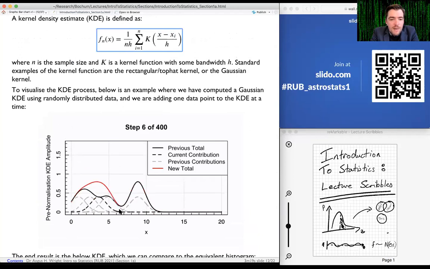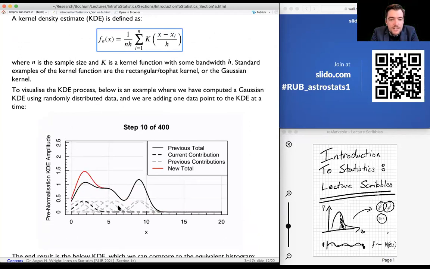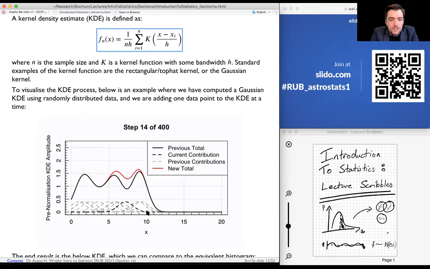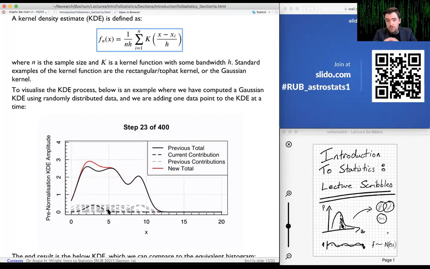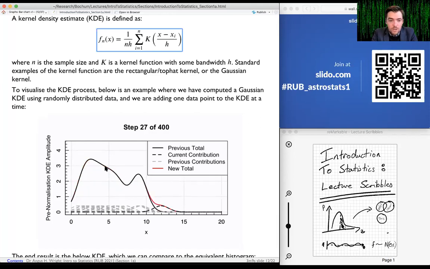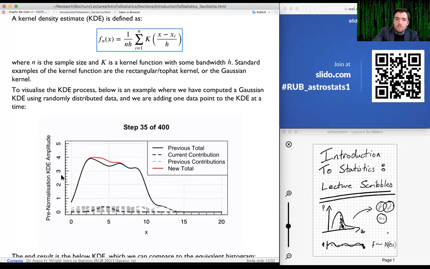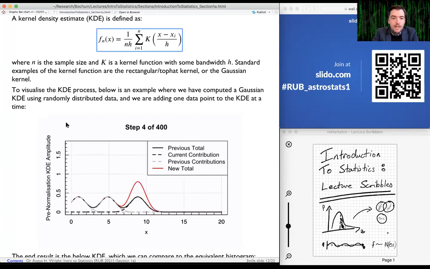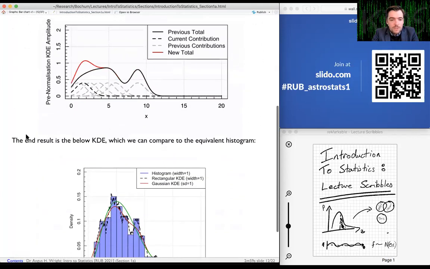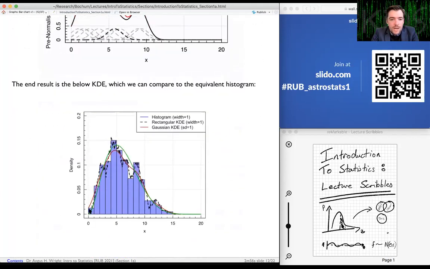So what you can see is I'm adding in data, and I basically take the kernel, which is this Gaussian you can see in the dotted line at the bottom, and I just add one of those onto the total every time. And that's what you can see is the difference between the black and the red. And so I'm doing this addition, building up over time and building and building until I get to the end result, which is this red line here.